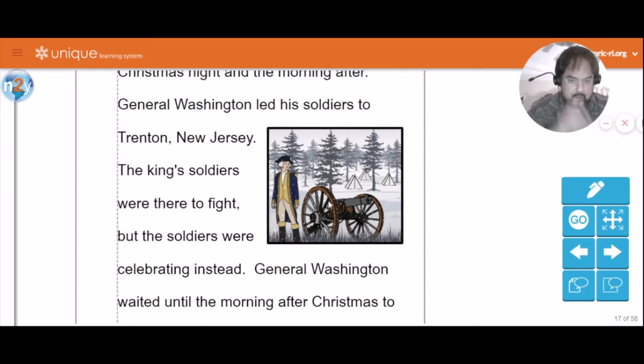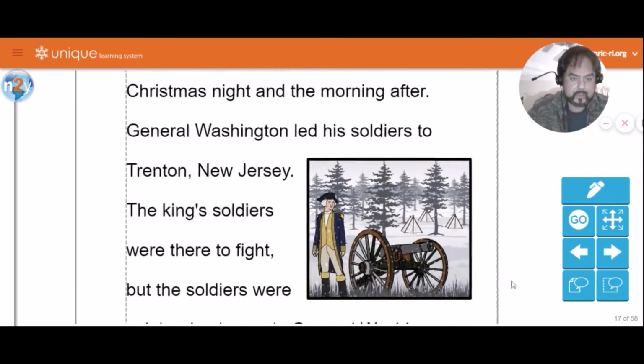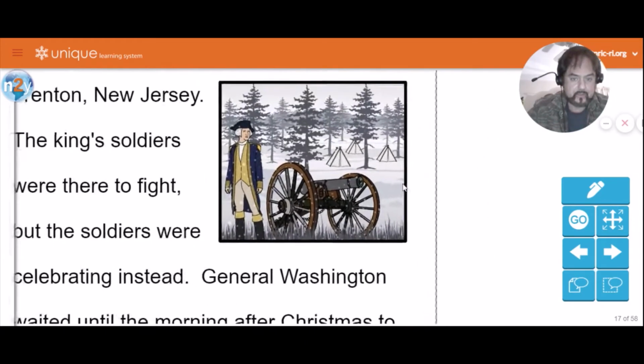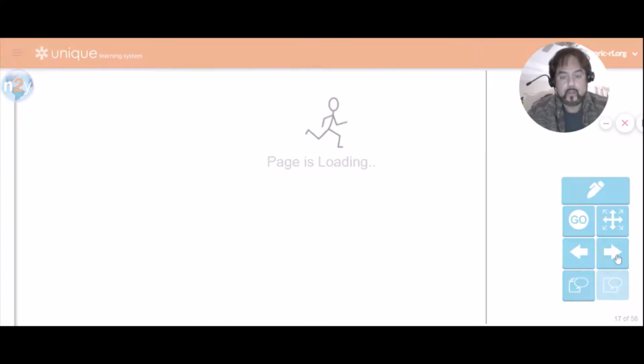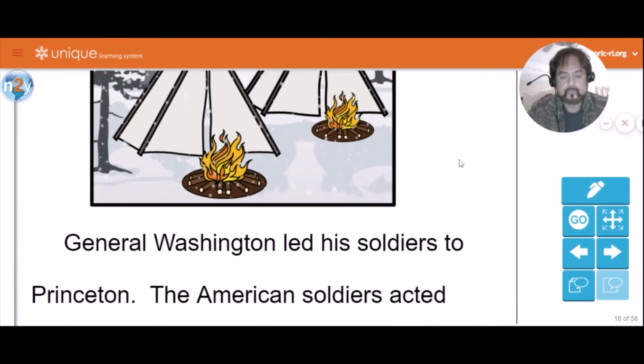So, you can see George Washington standing here next to a cannon and some tents in the background. Those might have been the tents of the British soldiers who had been having a big party on Christmas the day before and were probably sleeping late the day after. So George was sneaky and he decided to attack them then.